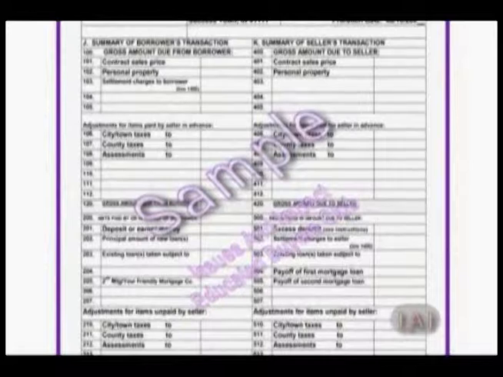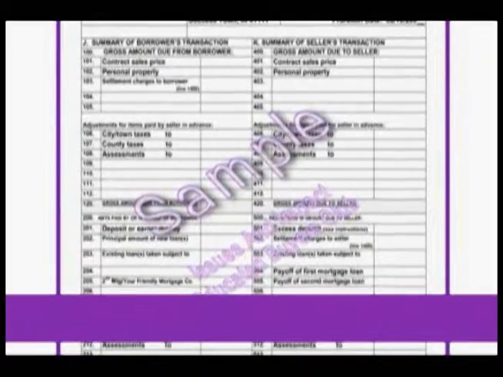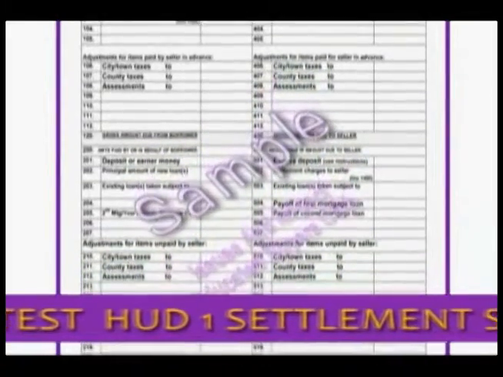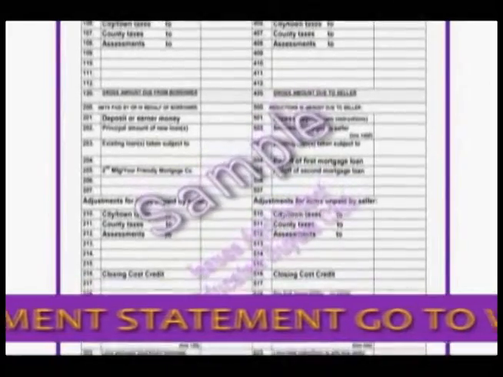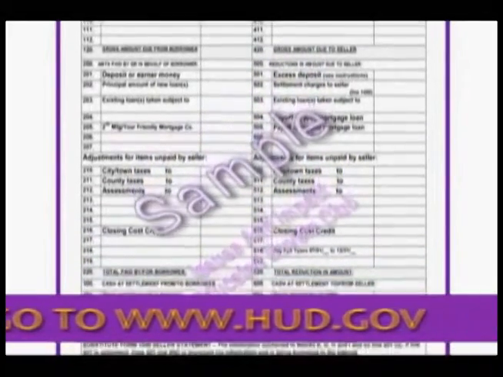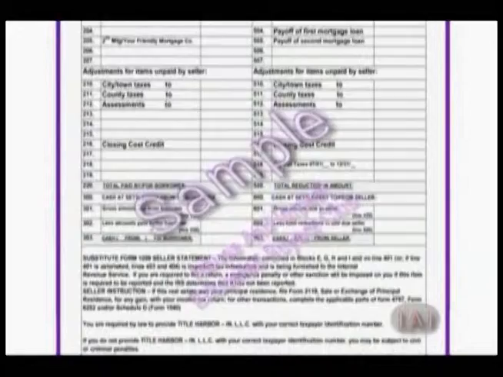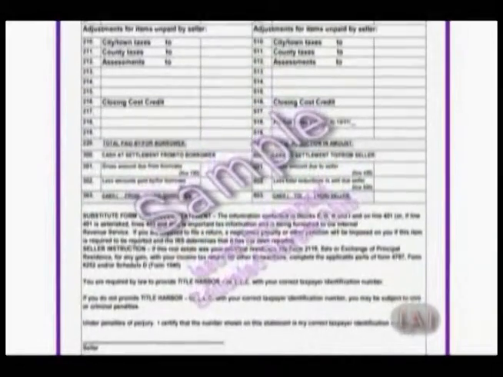This document will also cover gross amounts due from the borrower, such as deposit or earnest money, existing loans that are taken subject to. It will list if there's a second mortgage on the property. It will list any taxes that have to be paid, and the from-to dates. It will list the closing costs, the total amount of the closing costs, cash at settlement paid from or to the borrower. It will list the gross amount due from the borrower on line 120. It will list amounts paid by or for the borrower on line 220. And it will also tell you if you're getting any cash back at closing. This is a very important document. You need to pay attention to it.